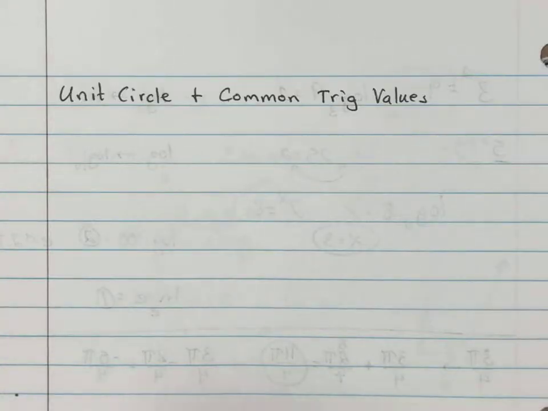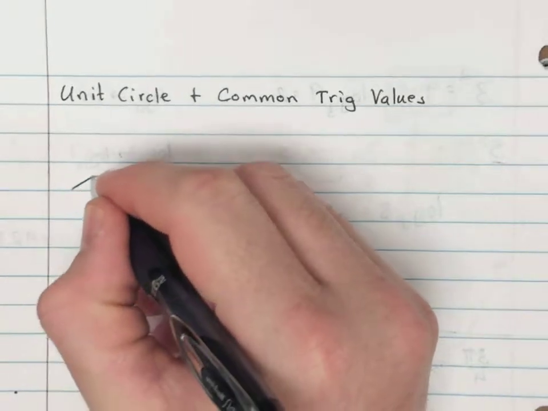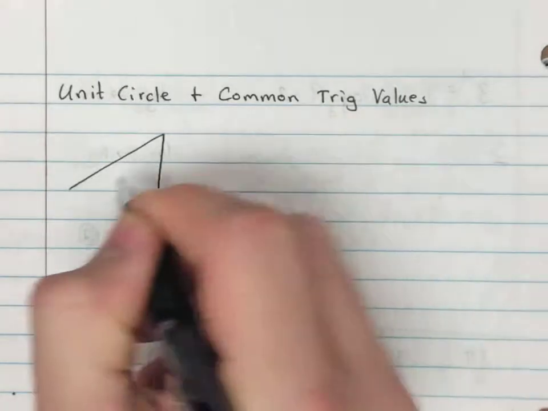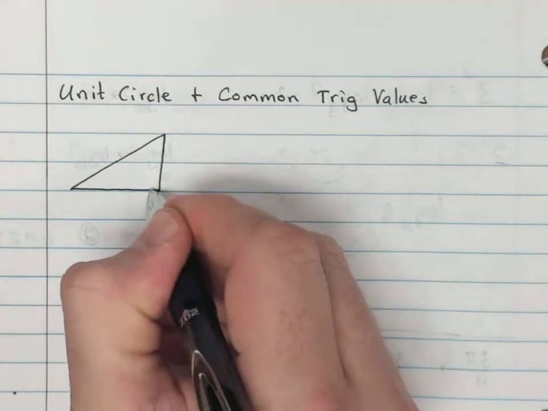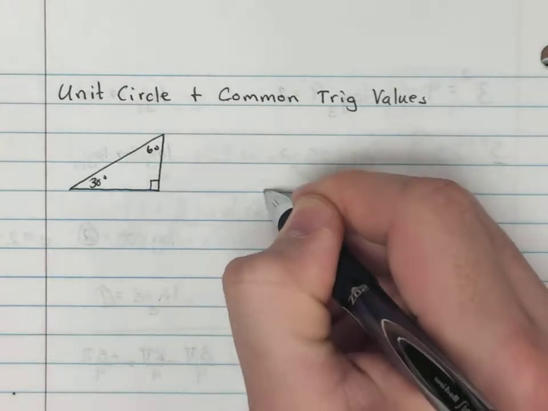Okay, the unit circle and common trig values. Before we begin, let's go back real quick and review 30, 60, 90s from geometry and review 45, 45, 90s.